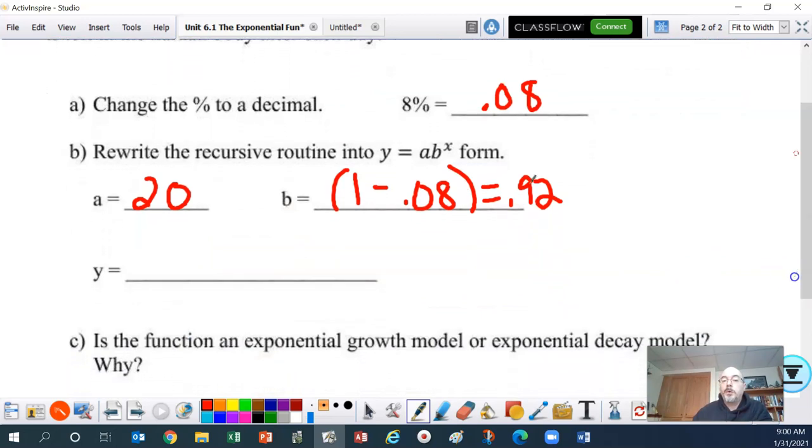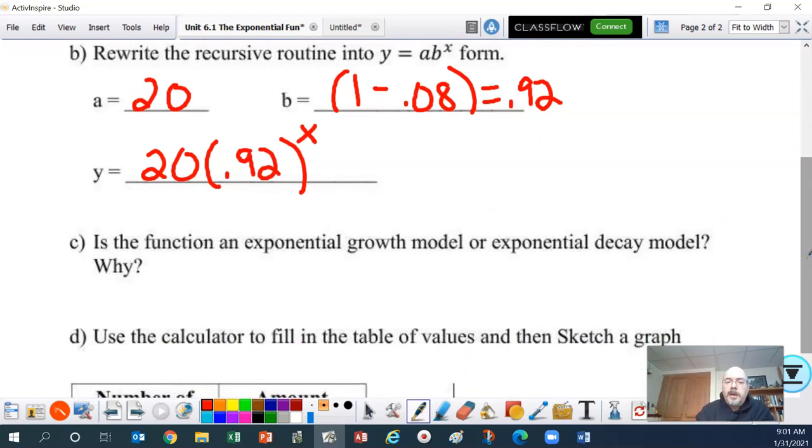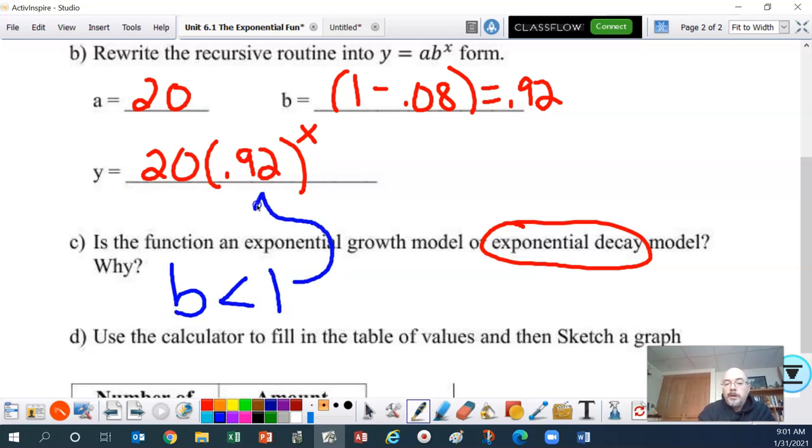All right, so what's my equation? My equation is y equals 20 times 0.92 to the x power. Now this next question should be obvious. This is going to be an exponential decay because it's going down. The reason is because b is less than 1. This number, the rate, the amount we're multiplying by, is less than 1, and that's always going to lead to an exponential decay.